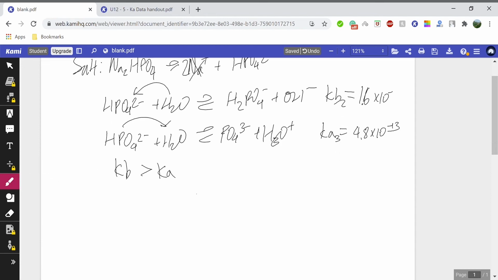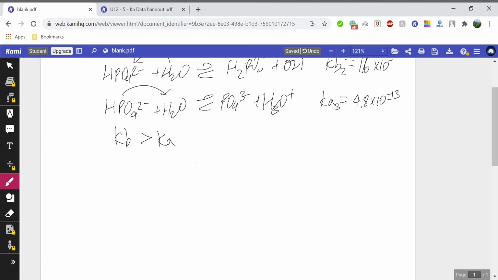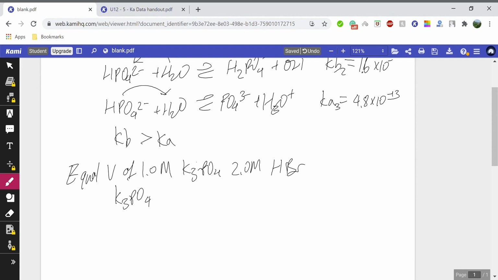Now let's quickly review net ionic equations as well. Let's say we have equal volumes of 1.0 molar K3PO4 and 2.0 molar HBr. The molar ratio is 1 to 2, so we have K3PO4 and 2HBr. The HBr will form 2H+ and 2Br-, and the K3PO4 will form 3K+ and PO4 3-.